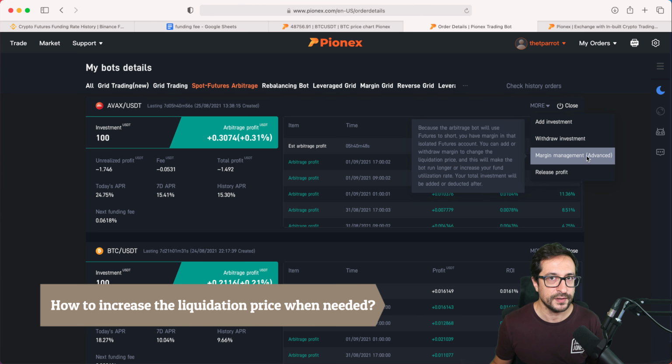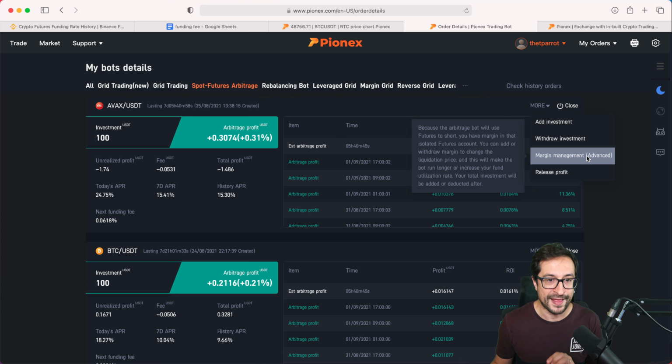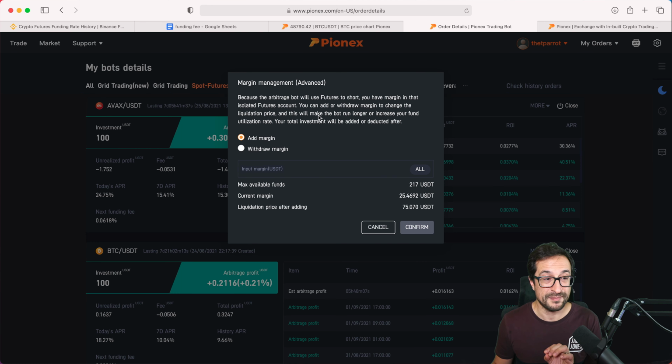Or here, there's something very interesting for the advanced users. I do not recommend beginners to start messing around with this, but definitely it's something for advanced users, especially when you're trading lower cap tokens on an arbitrage bot. If you get tempted to run one of those sexy tokens that are giving you even 30 or 60% a year, that's great. But you should definitely consider in that case to increase the margin.